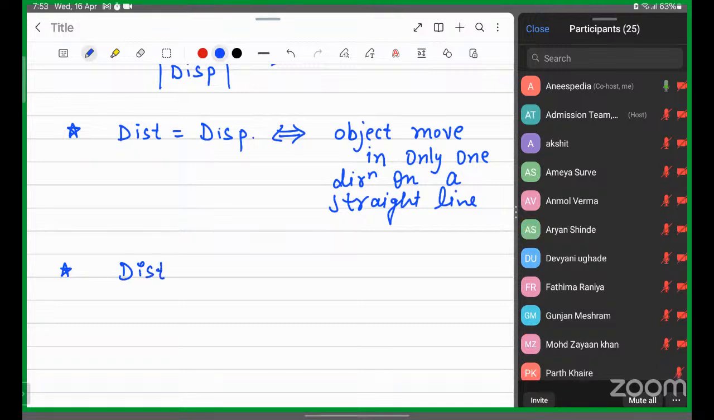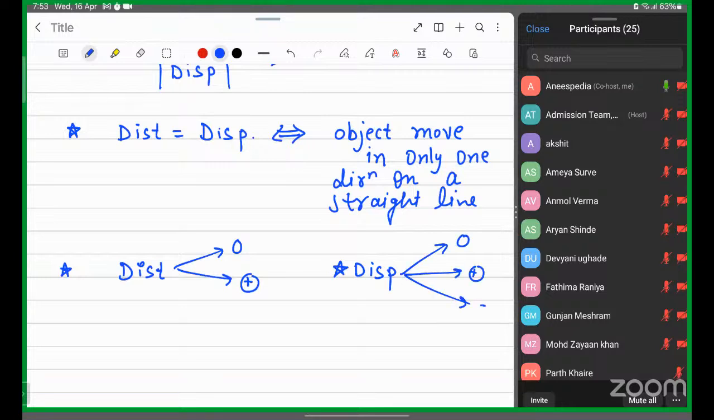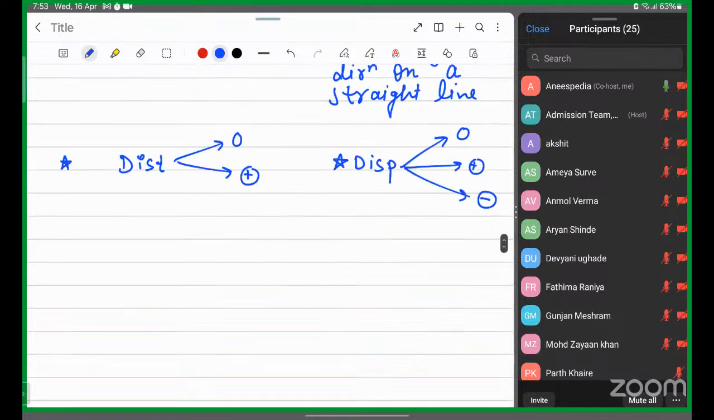Second point is about distance. It can be zero, it can be positive, but it cannot be negative. On the other hand, displacement can be zero, positive, or negative also. Understood?